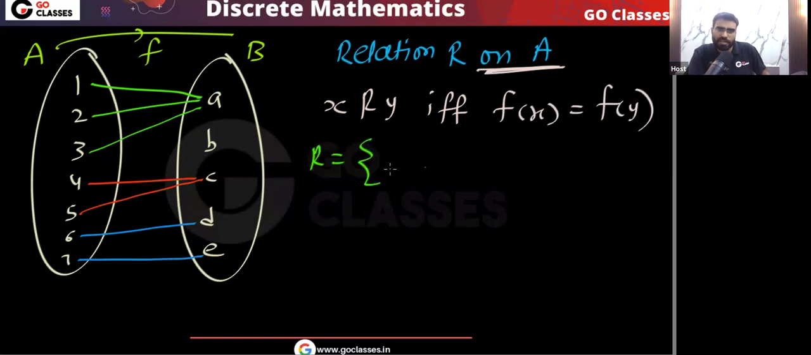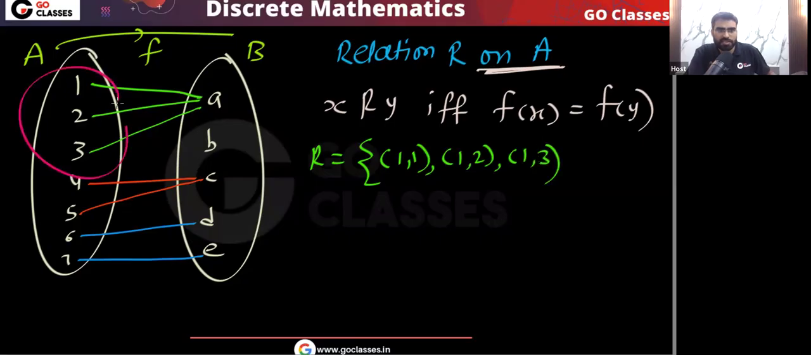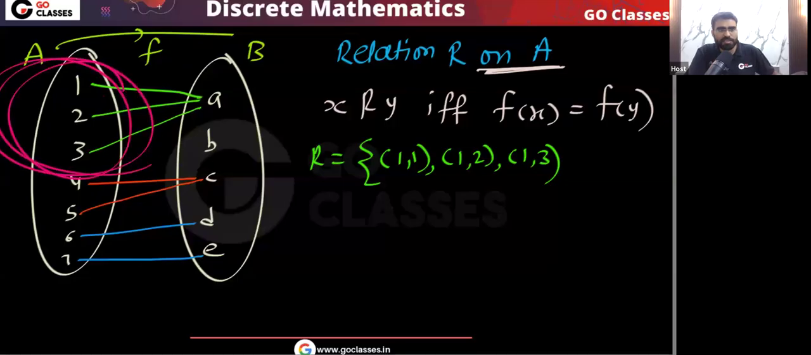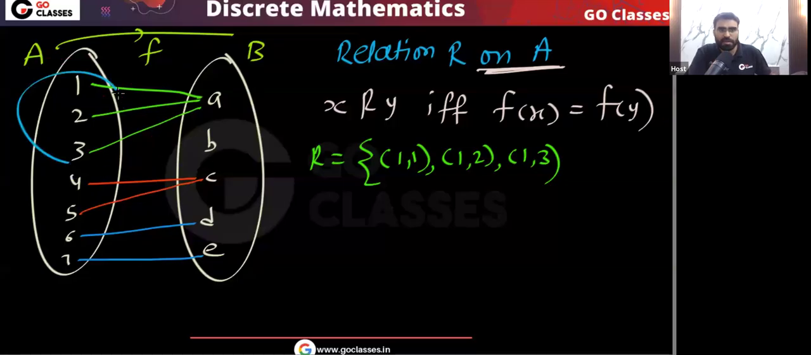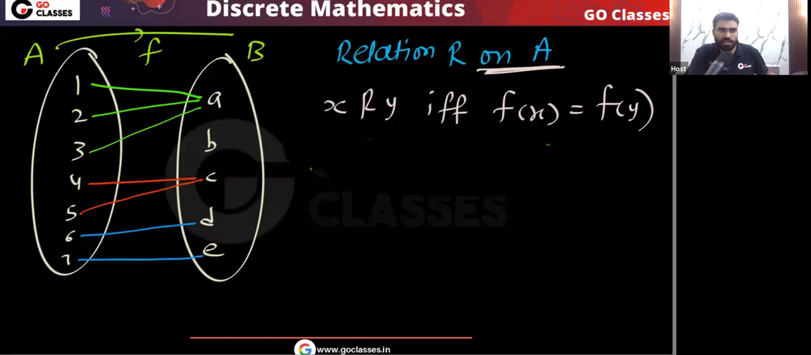So what is the relation R? You can see 1 will be related to 2, 1 will be related to 3. Actually, these three will be related to each other. Yes or no? These three, because they have the same mapping, they have the same image. 1 to 3, they have the same image A. So actually, they will be related to each other. So let me just directly say what are the equivalence classes of R?